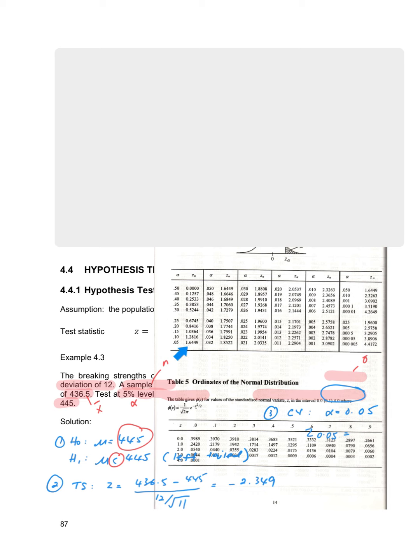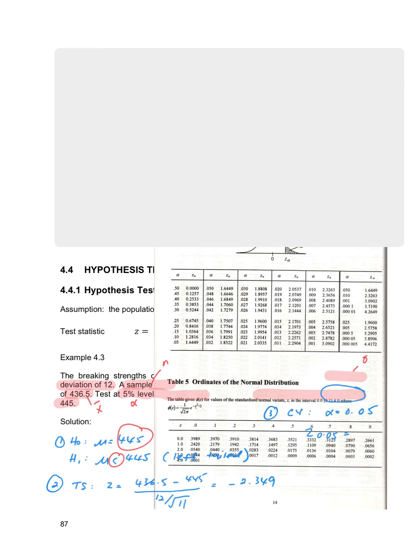1.6449. Okay, so let's say if the question gives the value of alpha as 0.01, you just find the value 0.01. 0.01 is here. So Z alpha of 0.01 is equivalent to 2.3263. For this case alpha is 0.05, so the critical value is 1.6449. You also can use table number 3, but I suggest using table 4 because you can get the value straight away instead of looking at table 3.